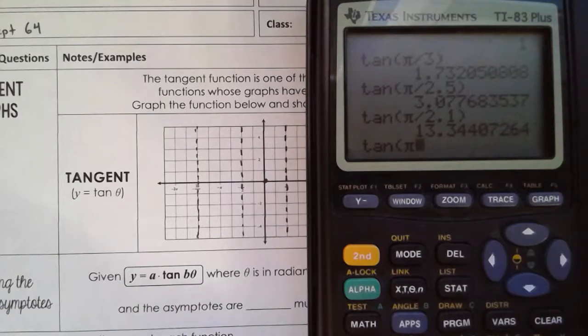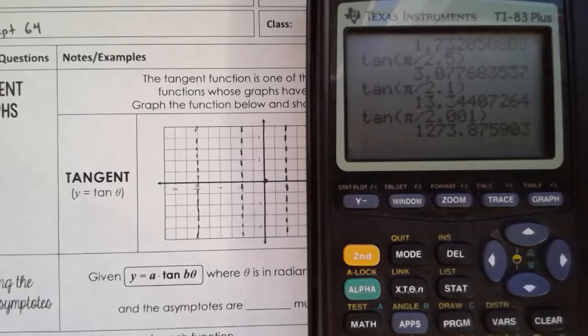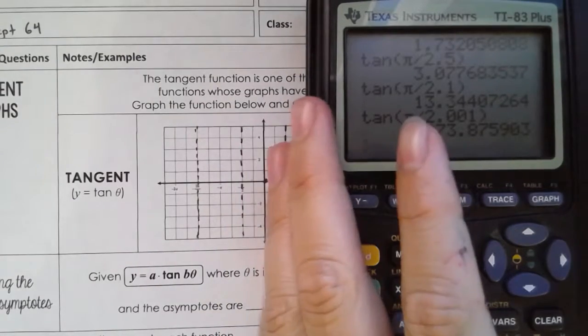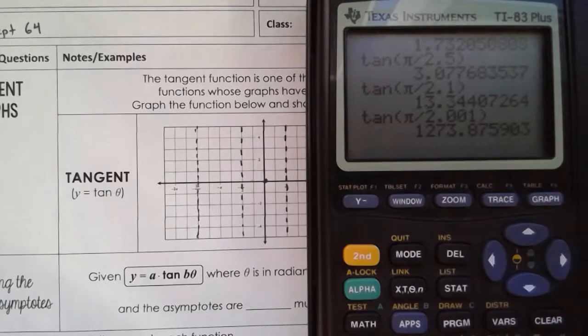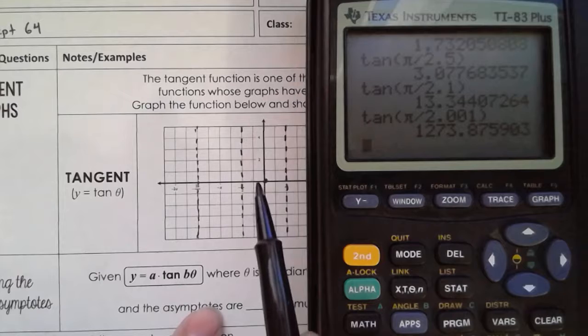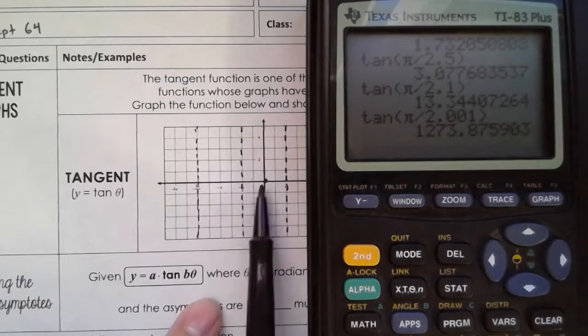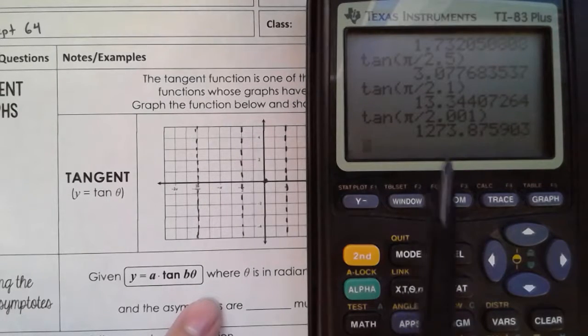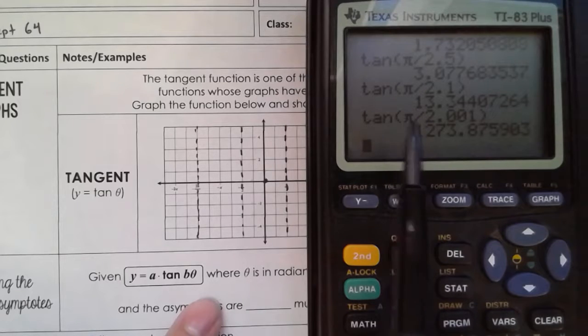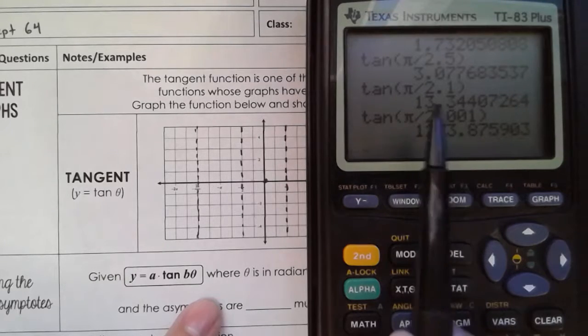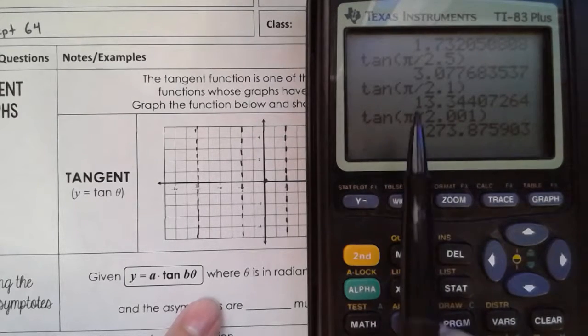infinitely the closer you get to 2.001. Okay, really close to pi over 2. I get 1,273. So at one point it just shoots up. Okay, so the same way, going closer to the left asymptote, if you take negative pi over 2.0001 and all these values here, you're going to get these values just negative.